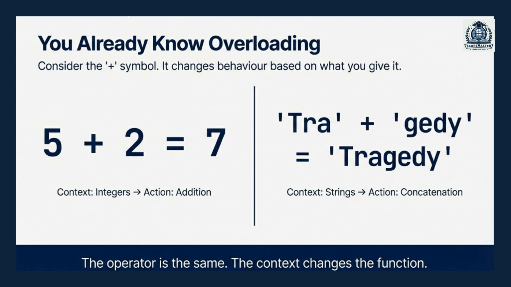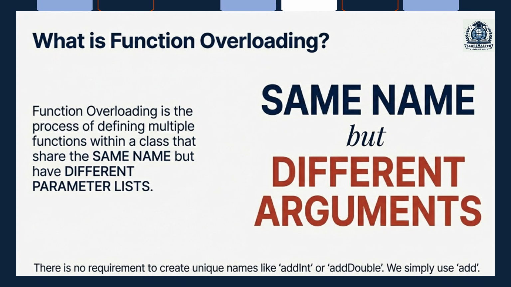Same symbol, different behavior. The context decides the operation. That's overloading in action. Don't memorize it. Recognize it everywhere. Function overloading means one method name handles different parameter lists. The compiler picks the right one instantly. Master this: change the arguments, not the name, and your code stays clean and scalable.